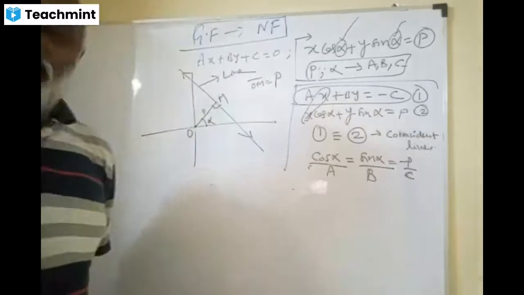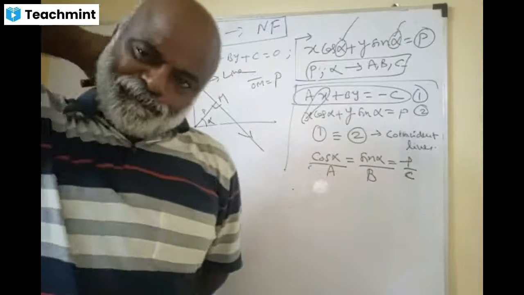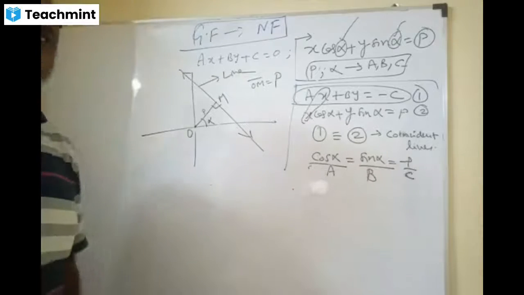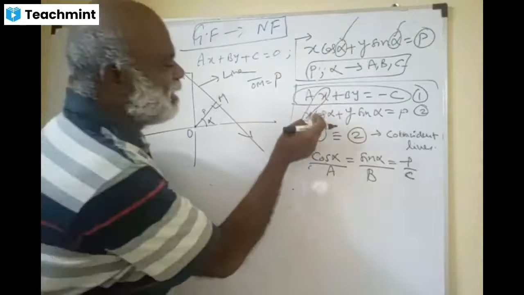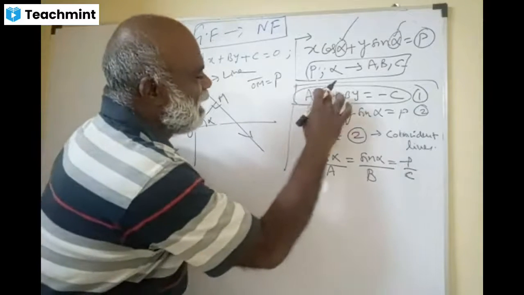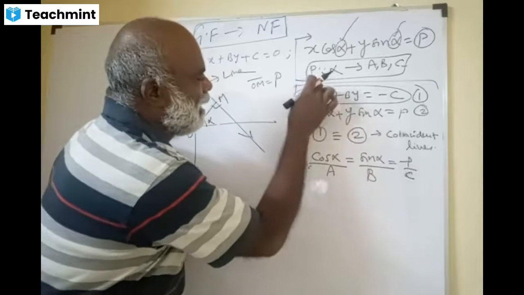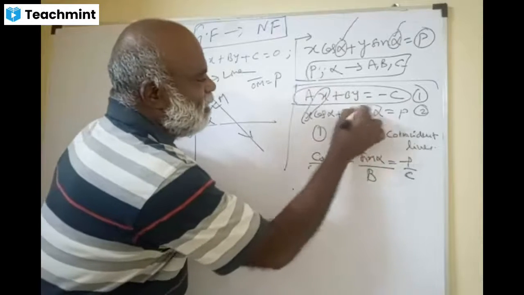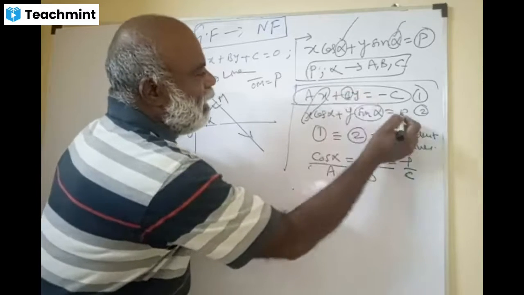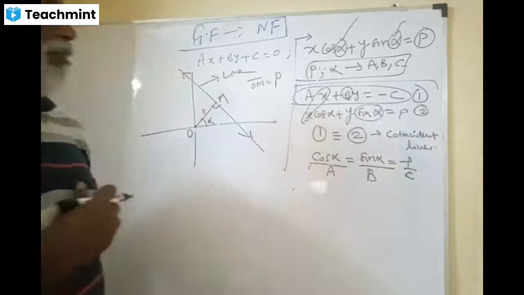Yes or no, dears? Able to follow? Yes, sir. Please, just this one. This by this. Cos alpha by a, sin alpha by b, and p by minus c.